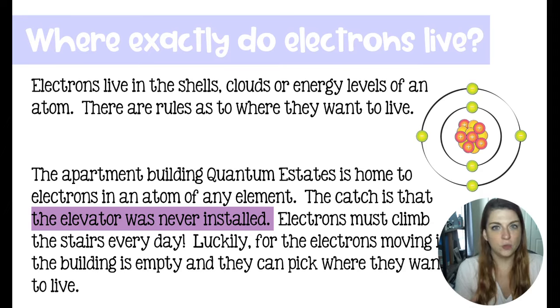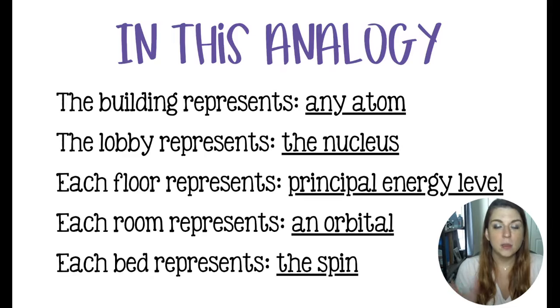And we are going to kind of direct them based on what we know about the atom and the rules that dictate electrons. So in the analogy, the building is going to represent any atom that you choose. The lobby, the ground floor of this building, is going to represent the nucleus. Each floor represents a principal energy level. Remember, those are the ones that correspond to the periods. Each room is going to represent an orbital, so s, p, d, or f, and then each bed in that room is going to represent a spin.